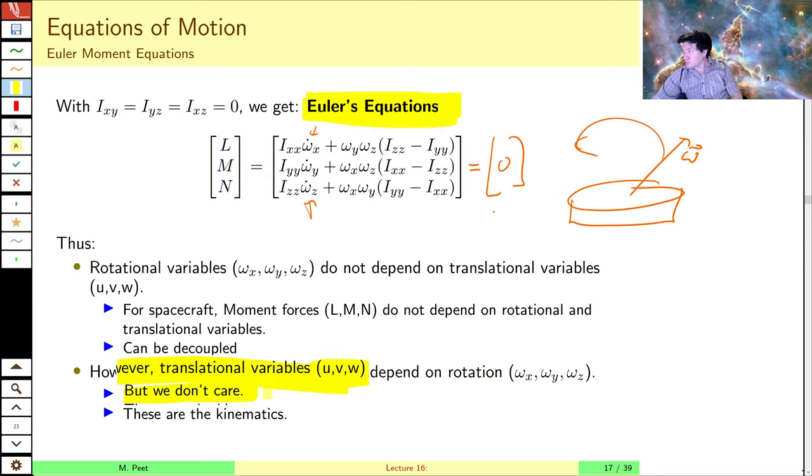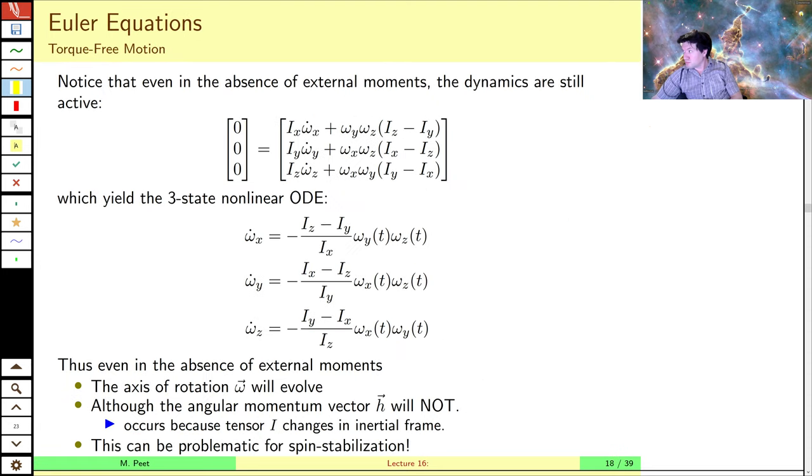Seem to be getting some errors here. Those are the kinematics. They depend on the rotation, but not vice versa. So we have a good motivation for ignoring them. So again, these are Euler's equations, right? We can, if we have zero on the right-hand side, write them down in terms of the scalars, right? Which maybe makes life seem a little bit easier.